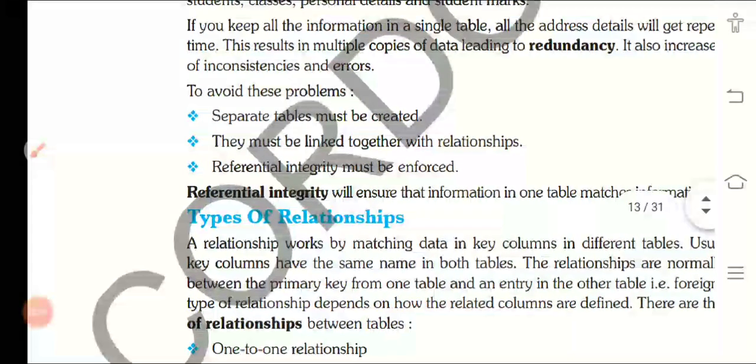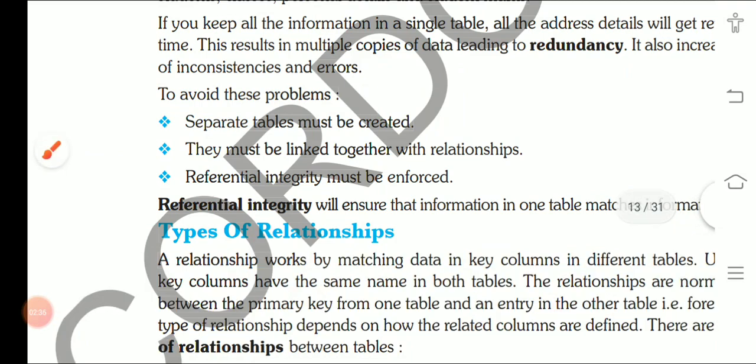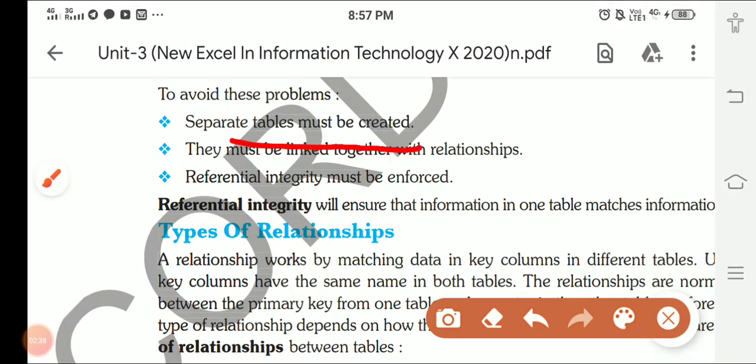With this relationship, how does it work? First you have to create separate tables in MS Access. Once a table is created, start linking them with a relationship, whichever relationship you are using. And next, referential integrity must be enforced.